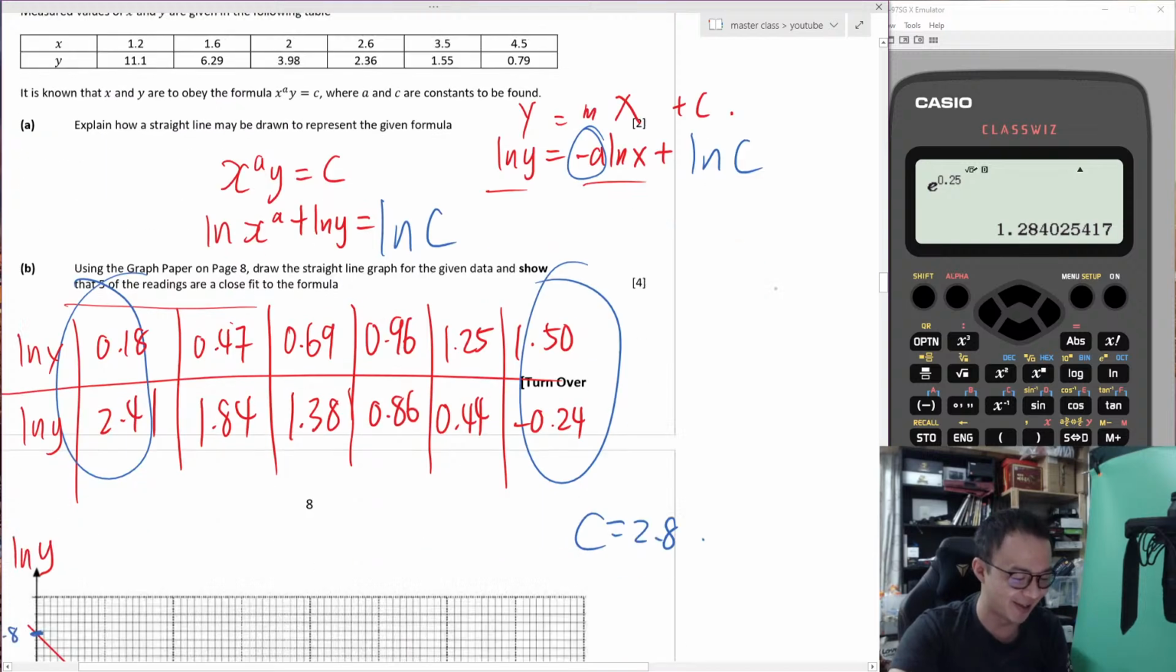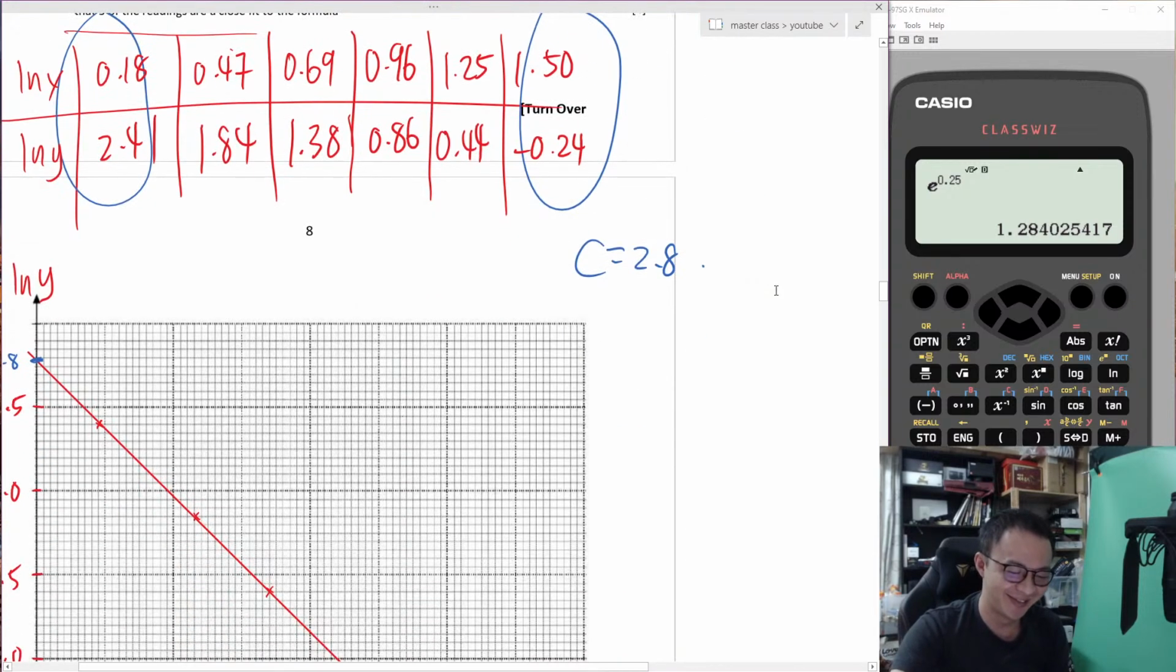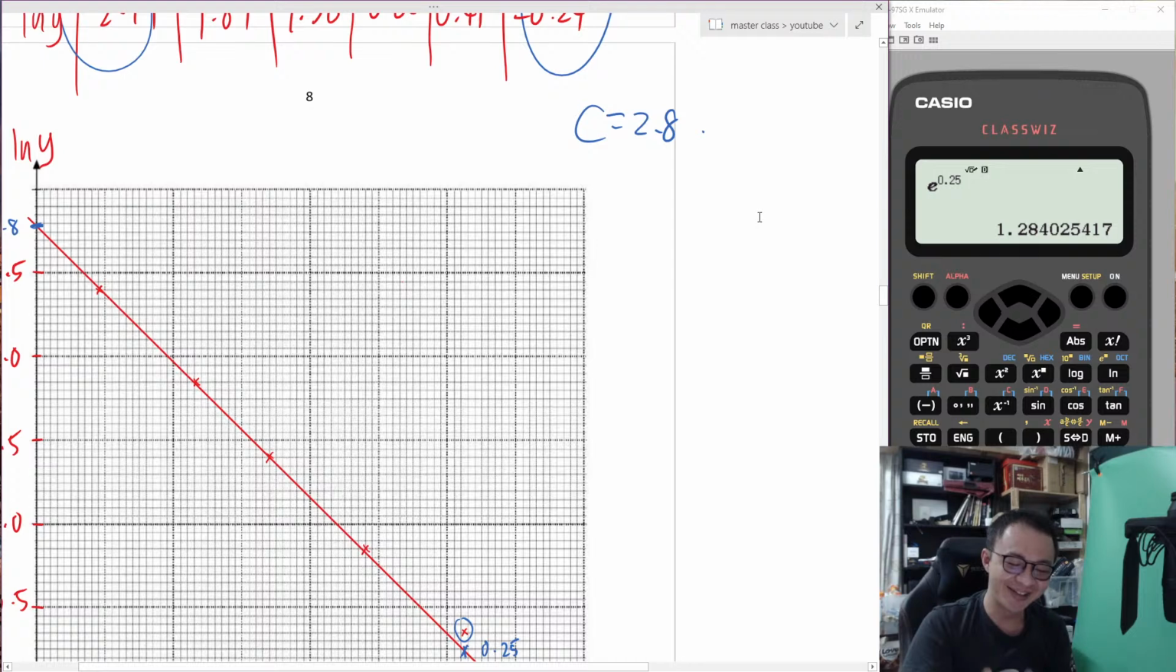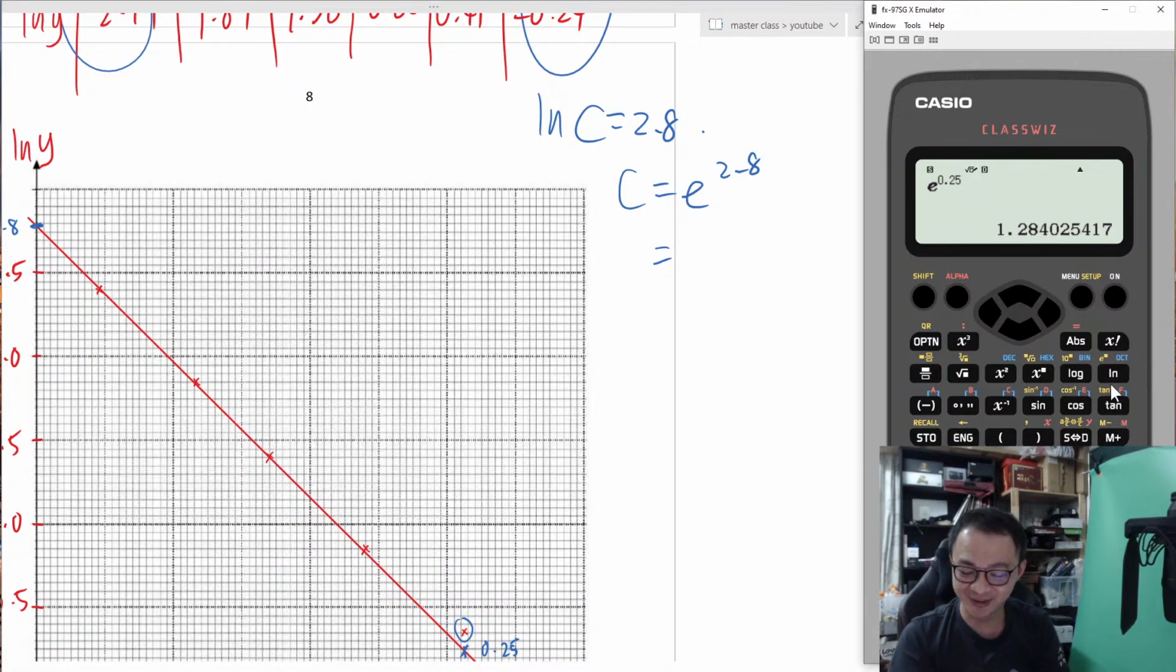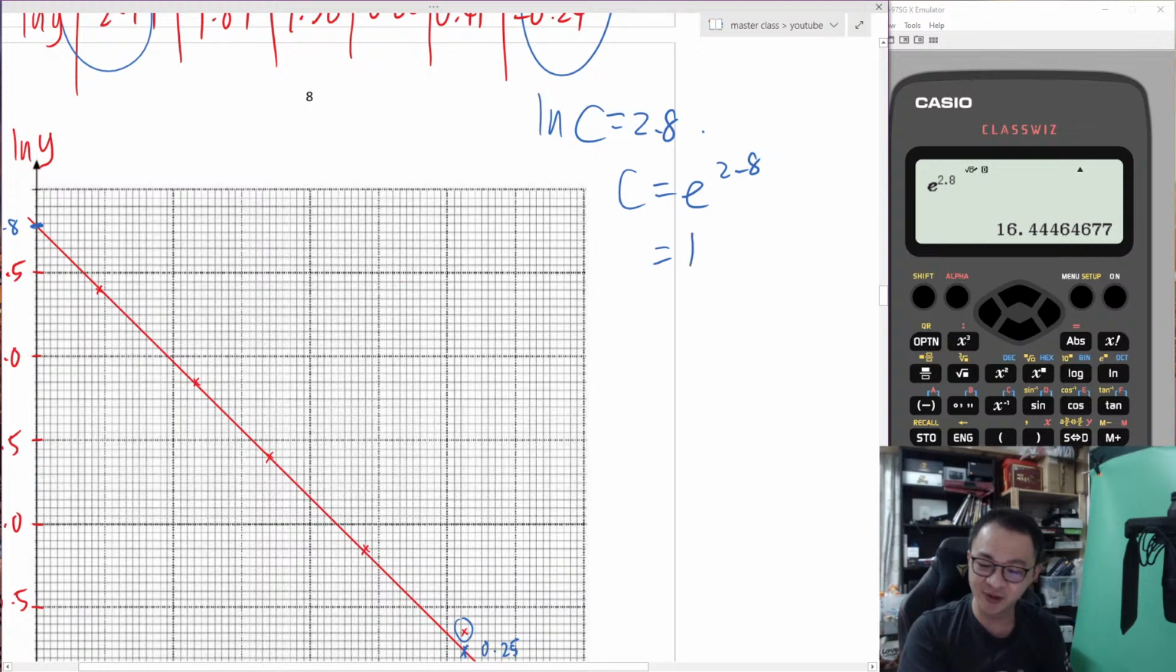I add ln to both sides, right? Oh my god. Alright, so then ln C equals this one. C equals e^2.8. So just type into the calculator, e^2.8. So your C value is 16.44.